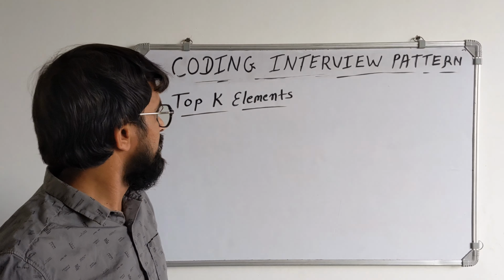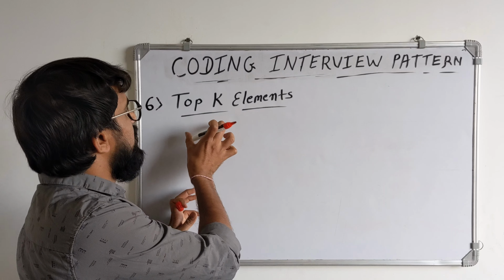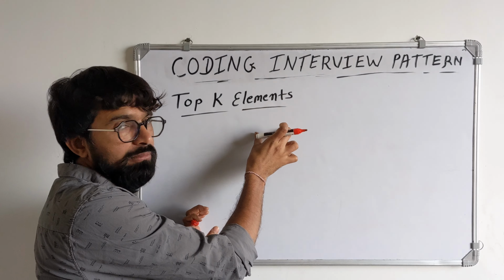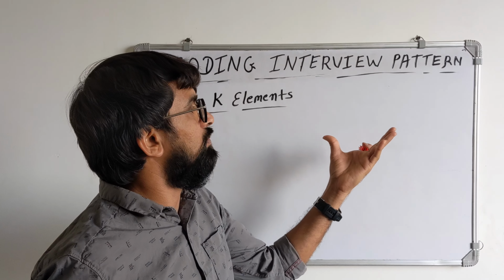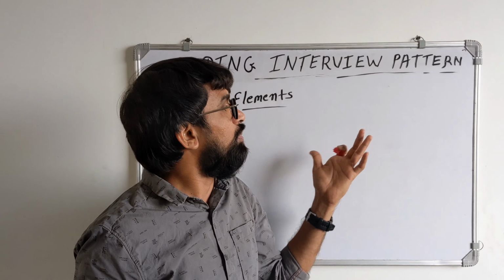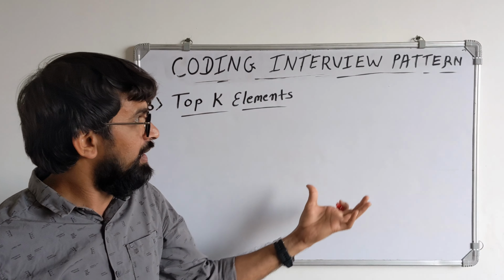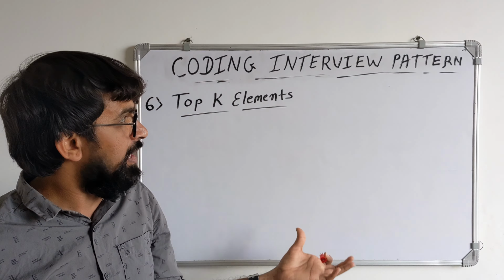So as the name suggests, it's something related to finding the top k elements, top k numbers. It can be top k largest numbers, top k smallest numbers, top k less frequently repeated, more frequently repeated numbers, kind of things. Correct. Now, in this one, there's nothing much theoretically. Better we go by the example.